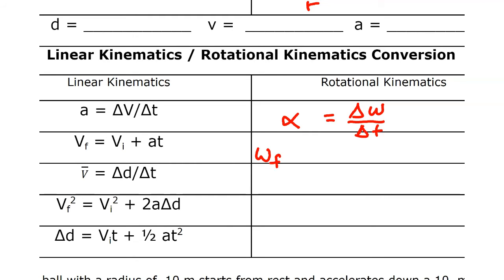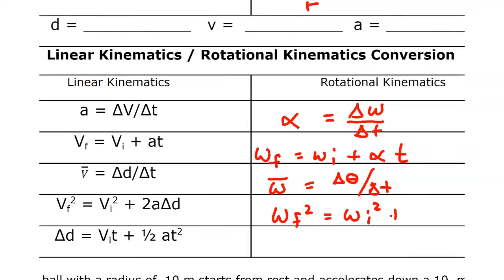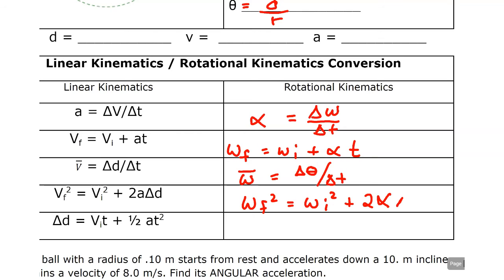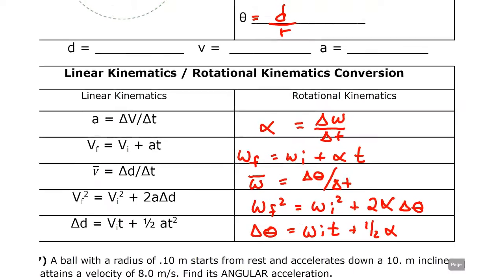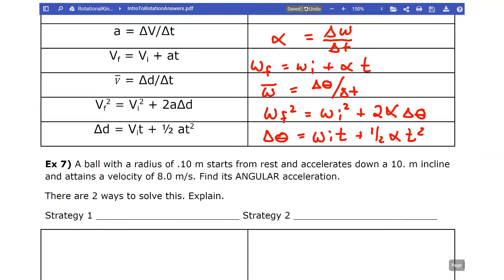The final rotational velocity equals the initial rotational velocity of an object plus alpha, rotational acceleration, times t, really delta t. So the average rotational velocity is equal to the change in the radians per unit time. Take this one over here, this vf squared, it becomes wf squared. The final rotational velocity squared equals the initial rotational velocity squared plus 2 alpha, rotational acceleration, times delta theta. This is delta theta. How many radians has something traveled? It equals the initial rotational velocity times the time plus 1/2 alpha, the rotational acceleration, times t squared. So these are the rotational analogs.